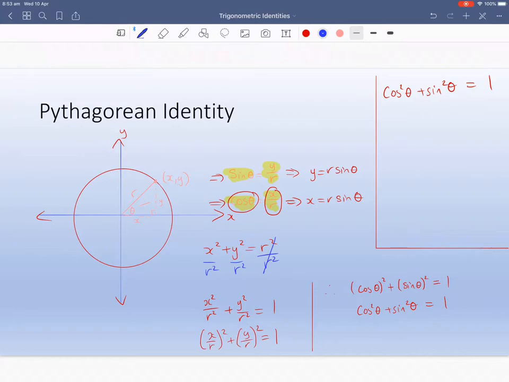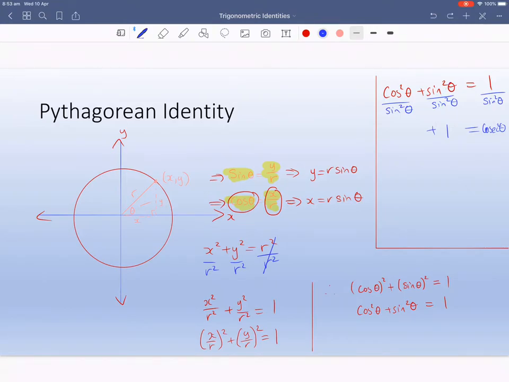So I'm going to grab a different color pen. What I'm going to do is divide both sides by sine squared theta. Okay. Now I know that the inverse of 1 over sine is cosec. So this is becoming cosec squared theta because it's squared. And sine over sine will be 1 because they cancel each other out. Okay.